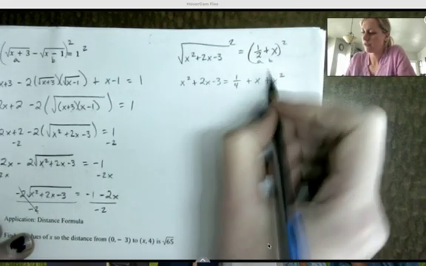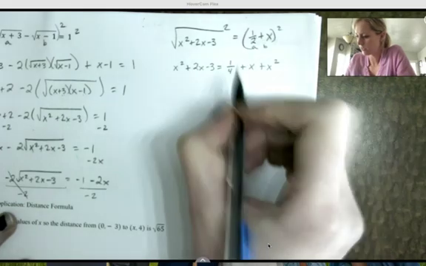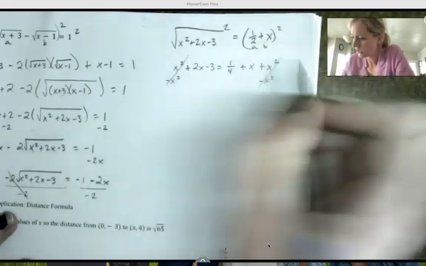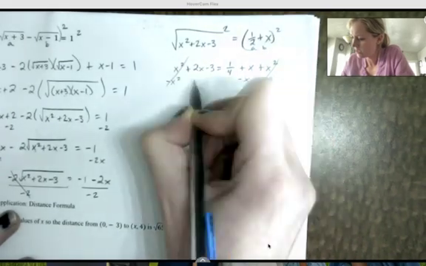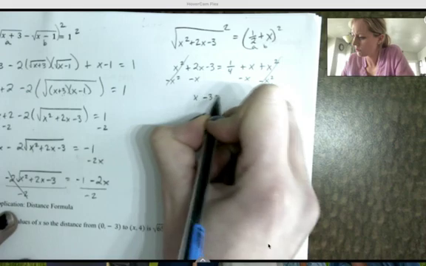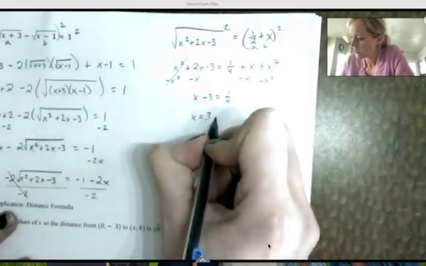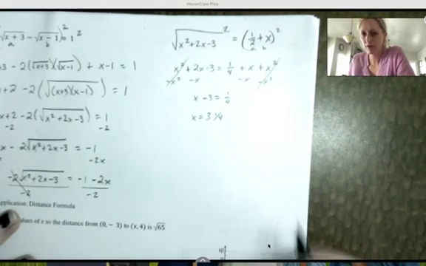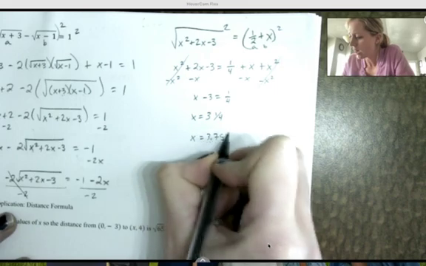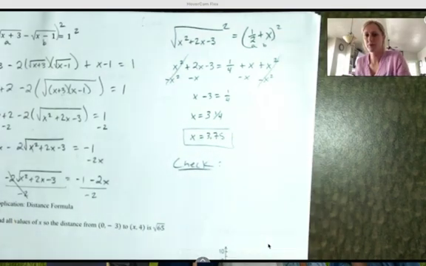Okay, I'm going to get everything on one side of the equal sign here. I'm going to subtract x squared, which you'll notice those go away. I'm going to subtract x. So I've got x minus 3 equals 1/4. Add 3. So x is 3 1/4, or x is 3.75. I will leave the checking for you guys.